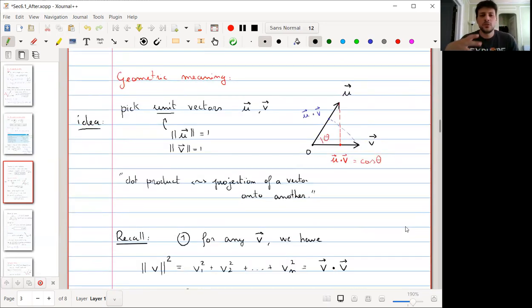Finally, let's do some computation that will help us understand the geometric meaning of the dot product. The first idea that I want to convince you of is based on what happens when we have unit vectors. A unit vector is a vector whose norm is equal to 1. So suppose that in this picture here, U and V are unit vectors. In other words, if you think of this in the plane, you should think of the heads of U and V as points on a unit circle.